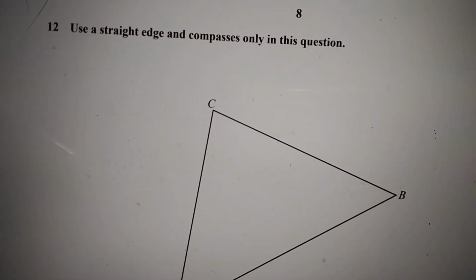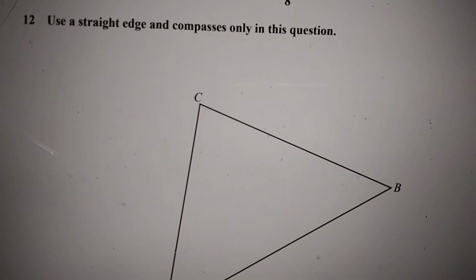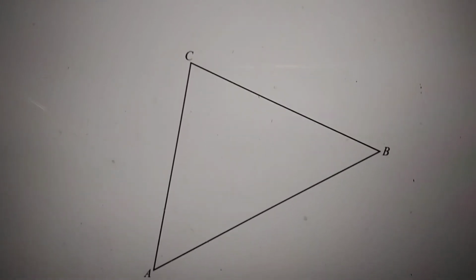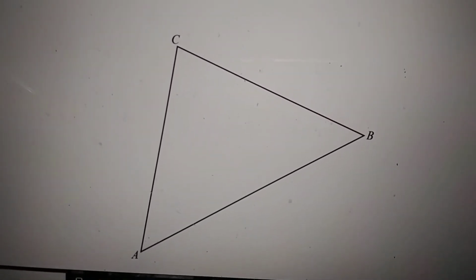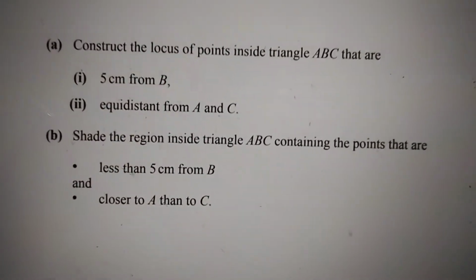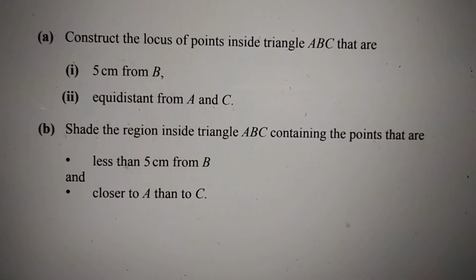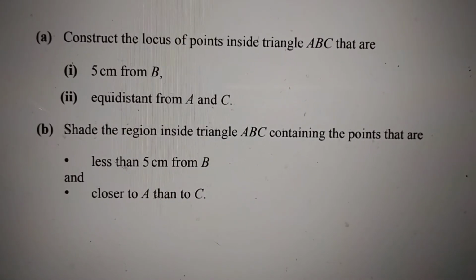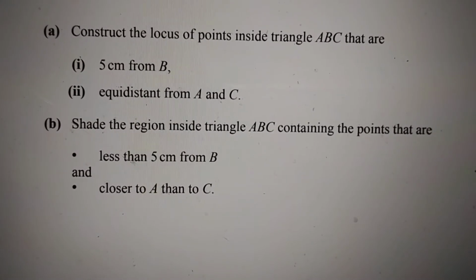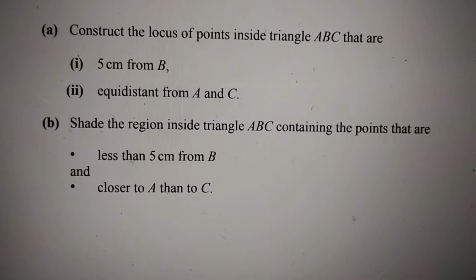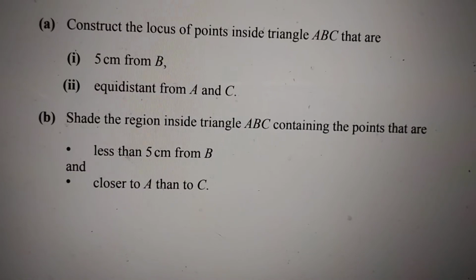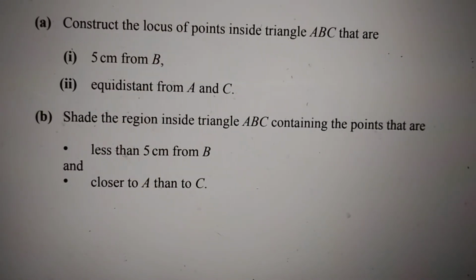Question number 12 is loci. Use a straight edge and compasses only in this question, so you have to use the straight edge and the compass to obtain the solution. This is a triangle ABC shown. The first part, A: construct the locus of points inside triangle ABC that are 5 centimeters from B. That should be a circle, but since it is inside the triangle, it will be an arc made from B by taking the radius 5 centimeters.